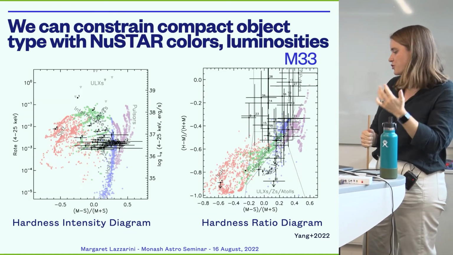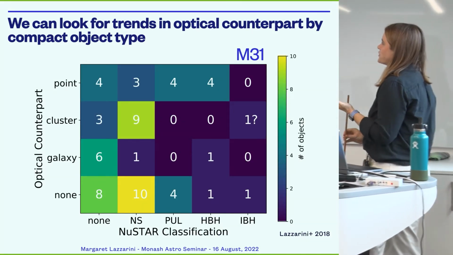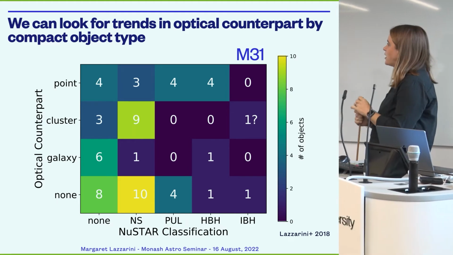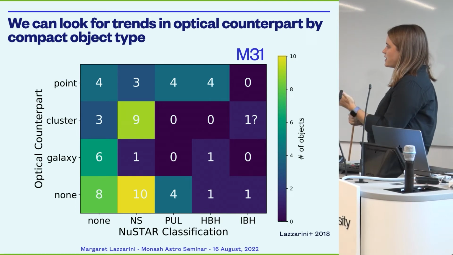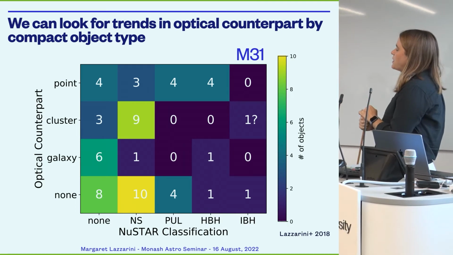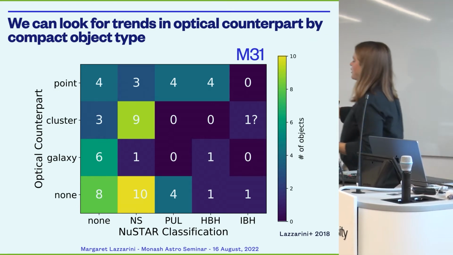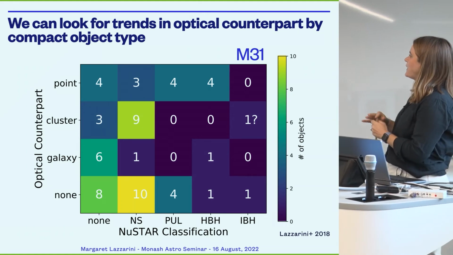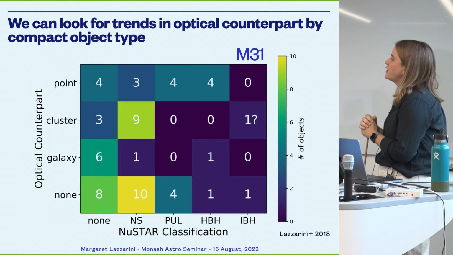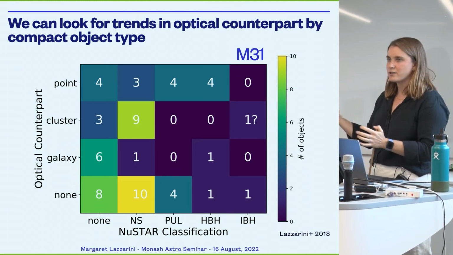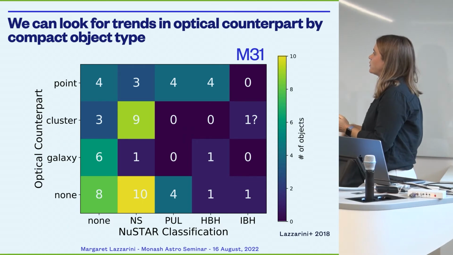So one thing that's kind of interesting to look into, so this is from the subset in M31, we can try to look for some trends in optical counterpart by compact object type. So on the x-axis here is the NuSTAR classification. Some of them don't have a NuSTAR classification: a lower magnetic field neutron star, a pulsar, a hard state black hole, intermediate accretion state black hole. And then on the y-axis, you have the optical counterpart based off of the HST imaging. For some, there isn't a clear optical counterpart, which is listed as none. You can have a galaxy that's visible in the HST imaging, a star cluster, or a point source.